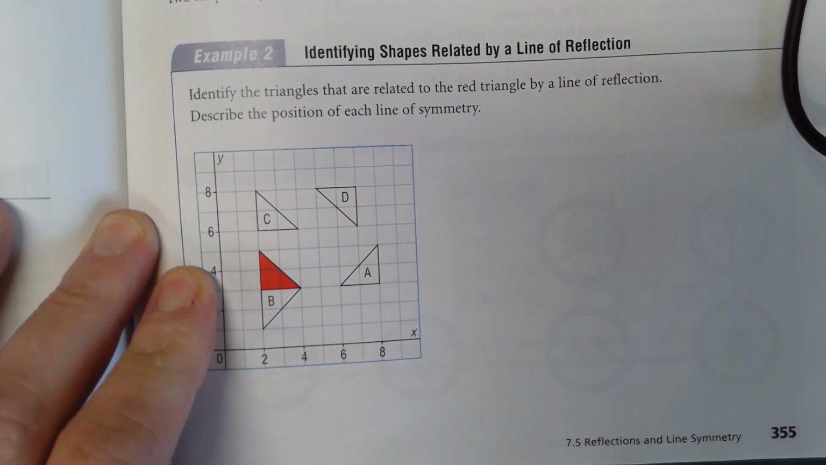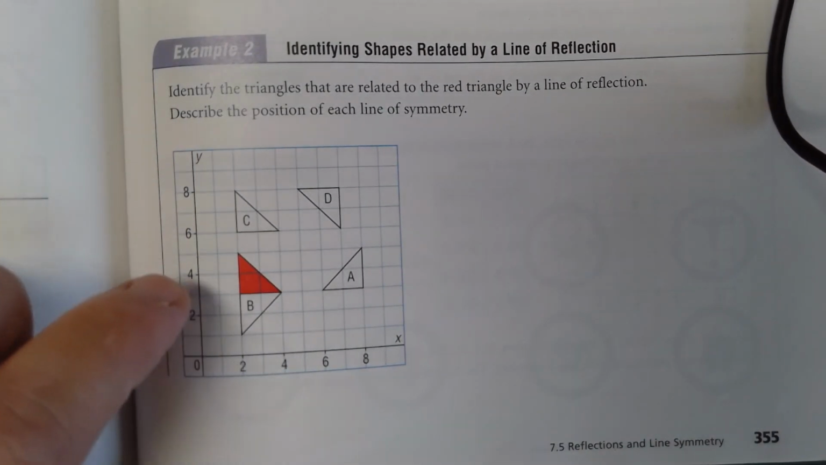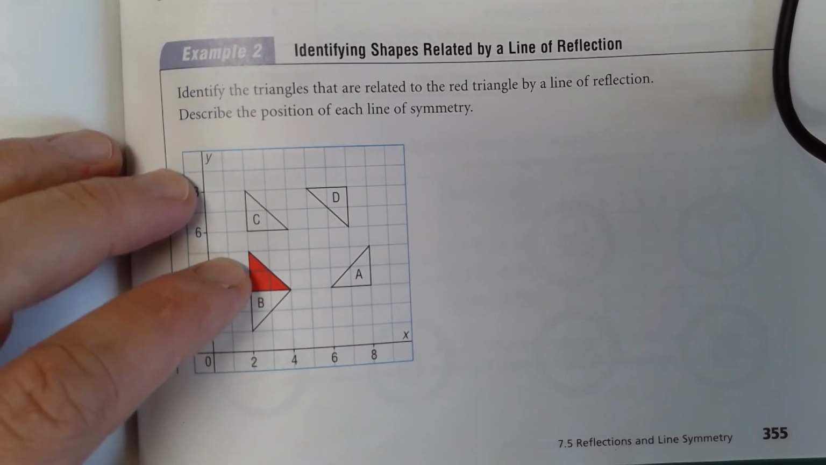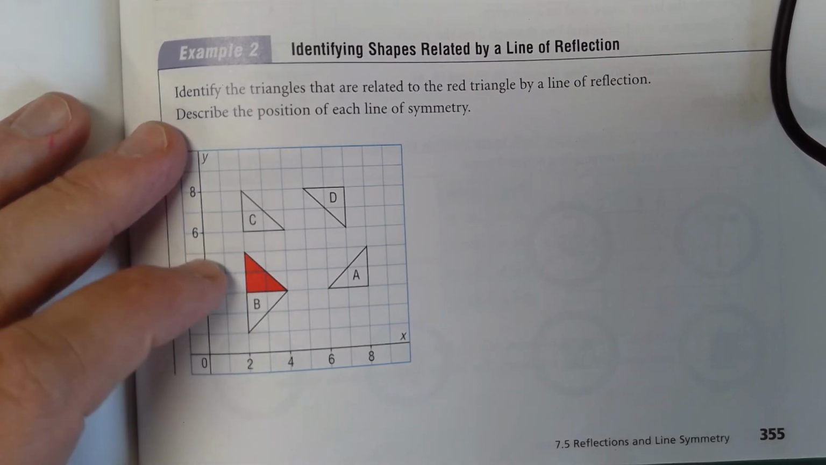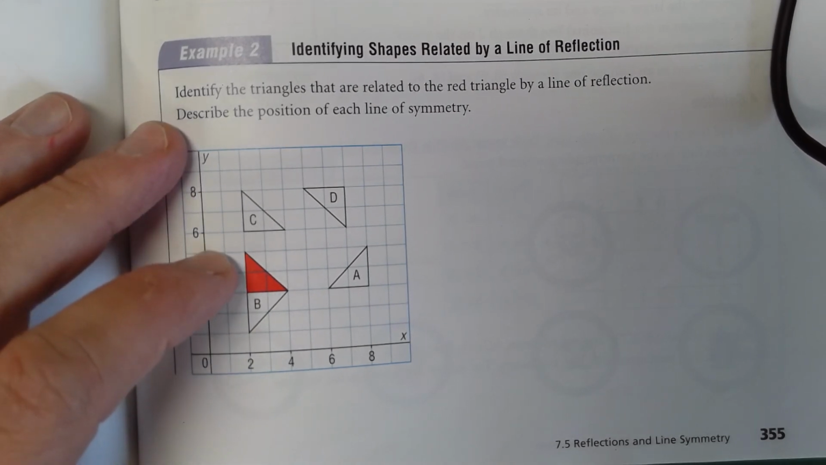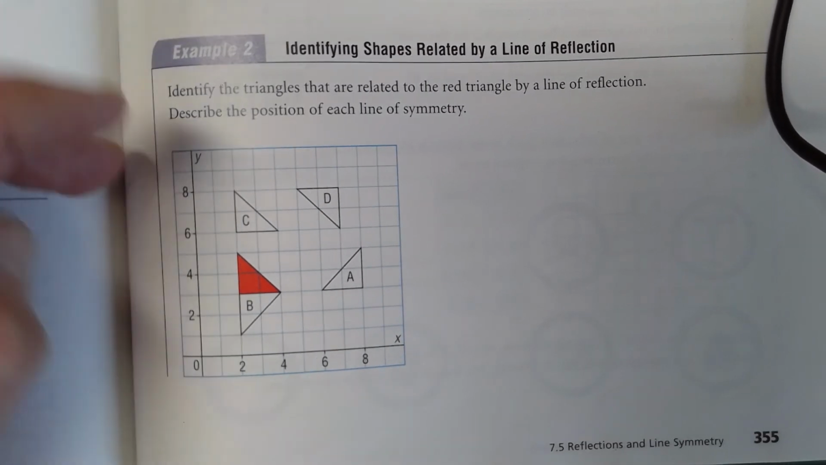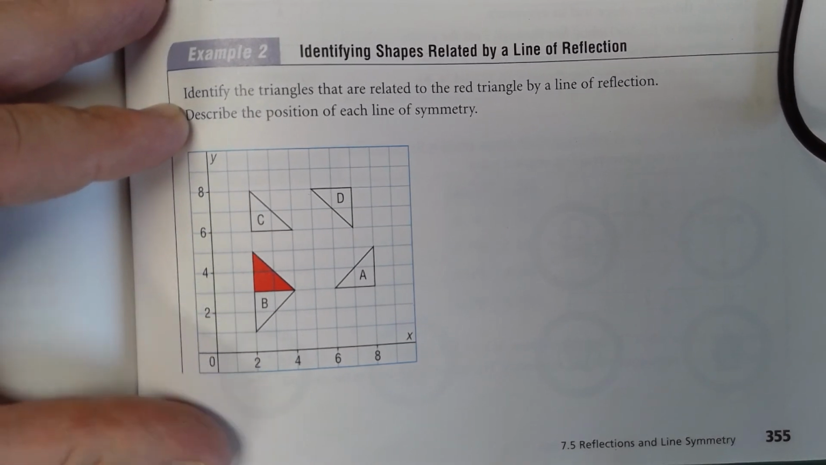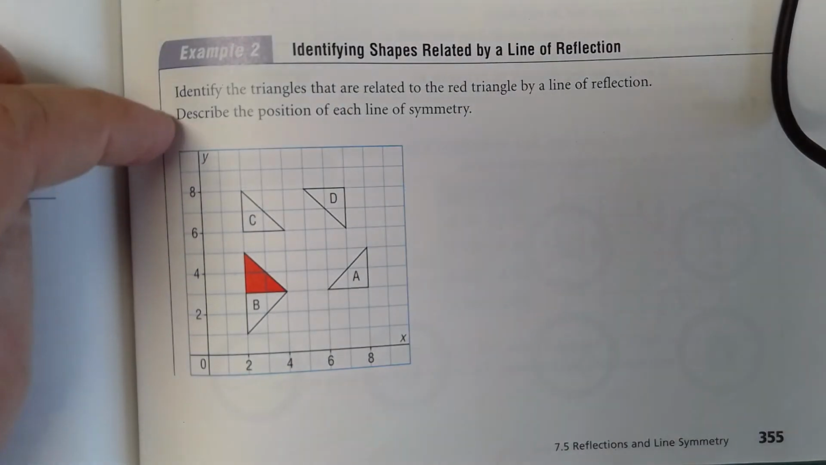Using 0.5 centimeter grid paper. So we're going to make this shape, and then we're going to make reflections of this particular shape. Okay, so let me sketch the reflections of this shape to show you how it works. So you want to identify the triangles that are related to the red triangle by a line of reflection. Describe the position of each line of symmetry.